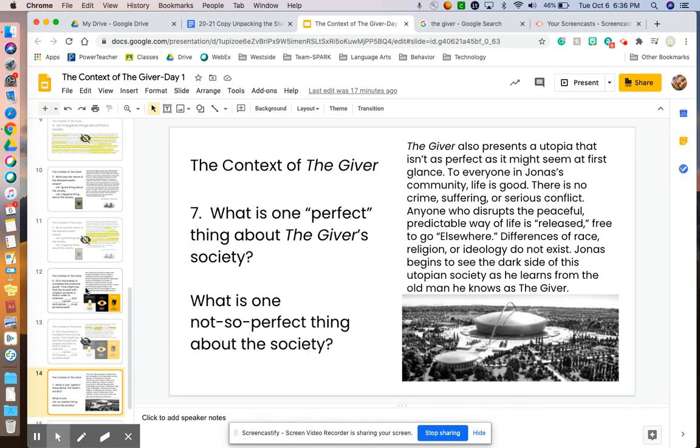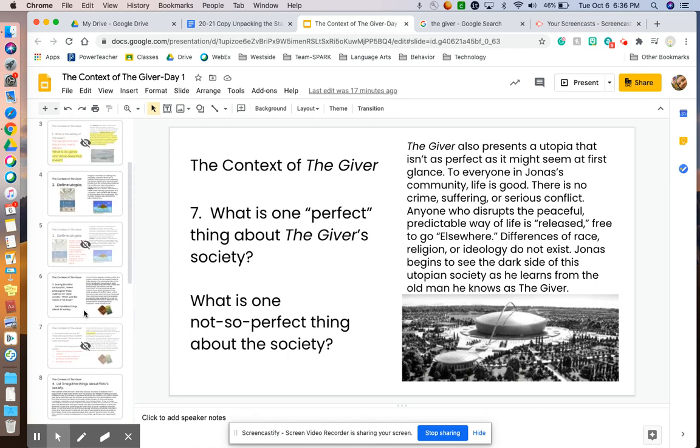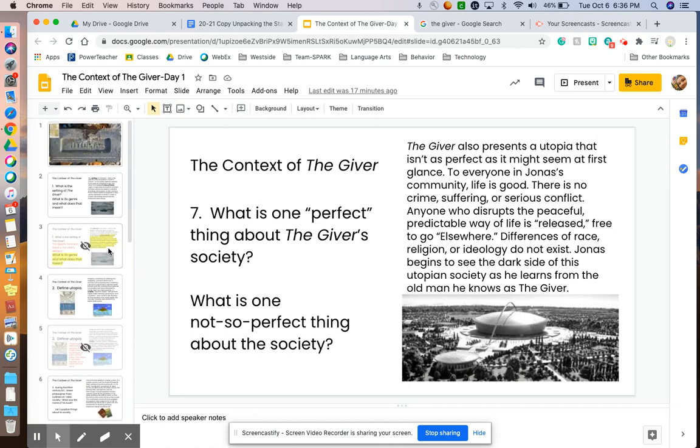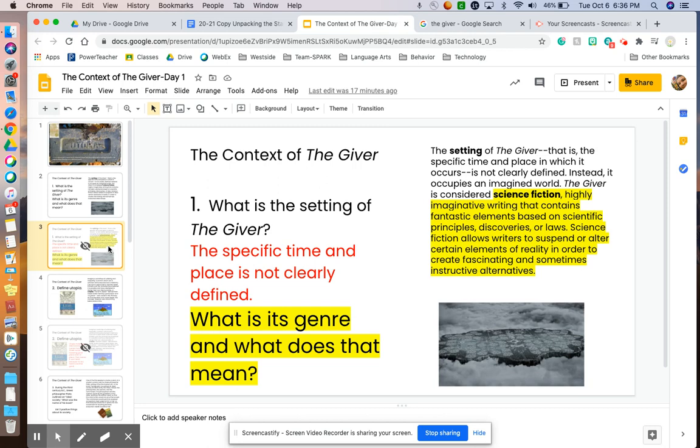Okay, now I'm going to take you through some of the answers that you should have gone through and answered so you can check your own work. This one says, what is the setting of The Giver? And this is not clearly defined. So, in other words, we don't really know.